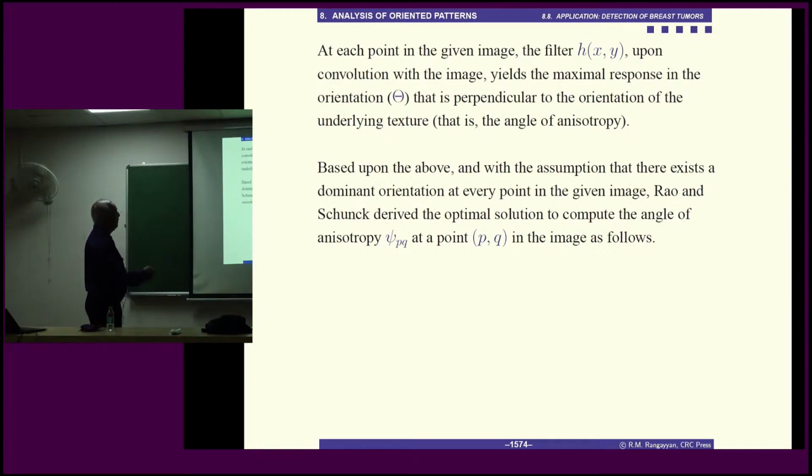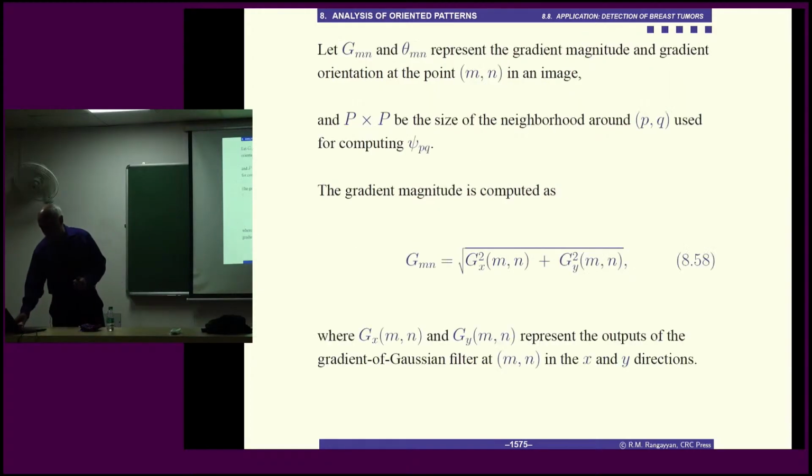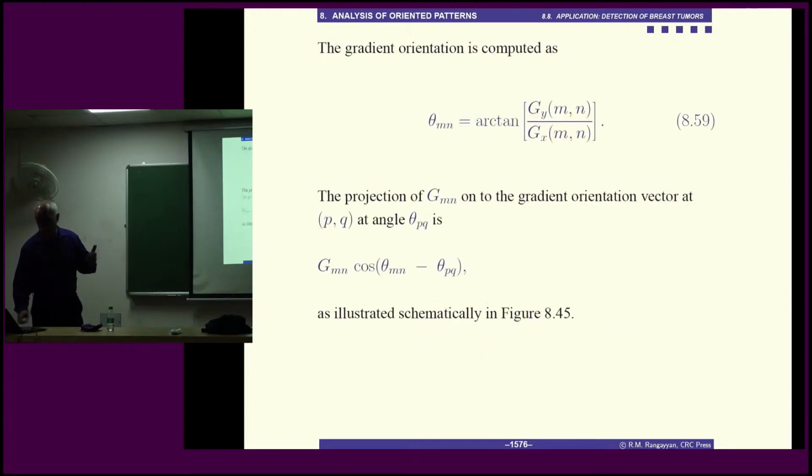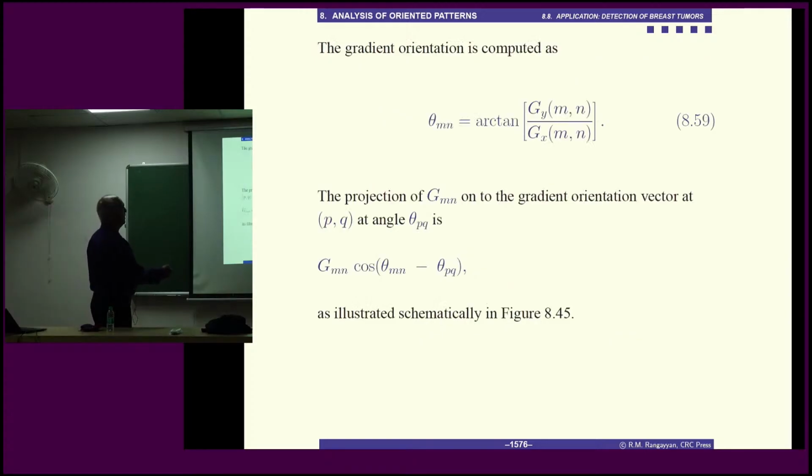So at each point in the image, the filter H(x,y), when you convolve, yields maximal response in the orientation theta that is perpendicular to the orientation of the underlying texture, or angle of anisotropy. So what we need is this angle of anisotropy. And how do you characterize that? You get the gradient magnitude and you get the gradient angle, as you have seen before, but now we are using gradient of Gaussian, to include some smoothing for noise control. Theta mn is just the tan inverse of y over x. We have seen all of that.